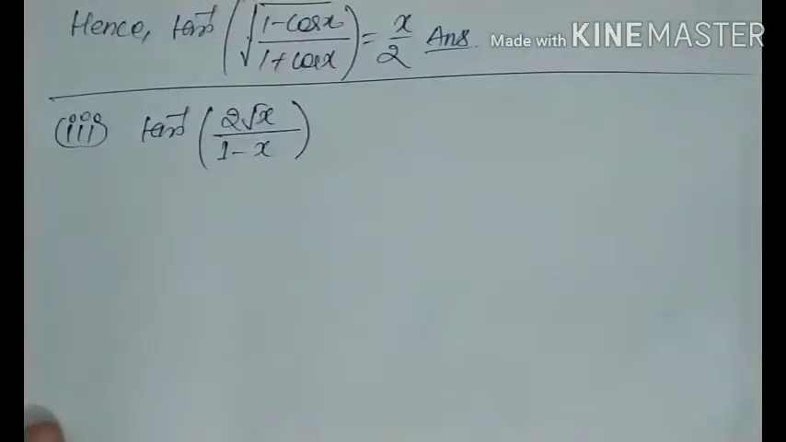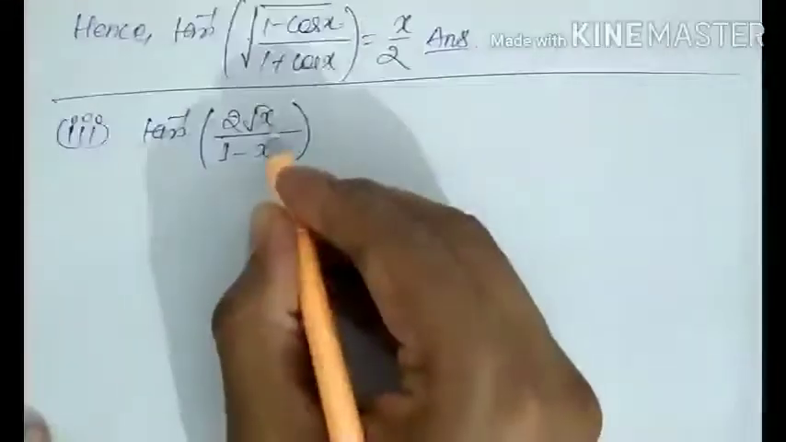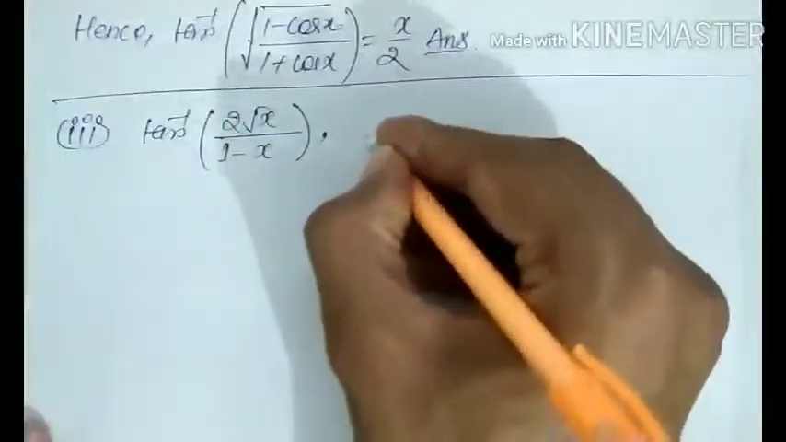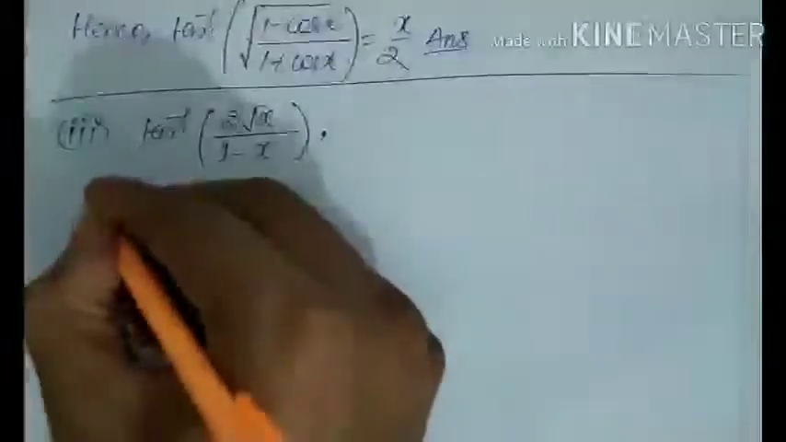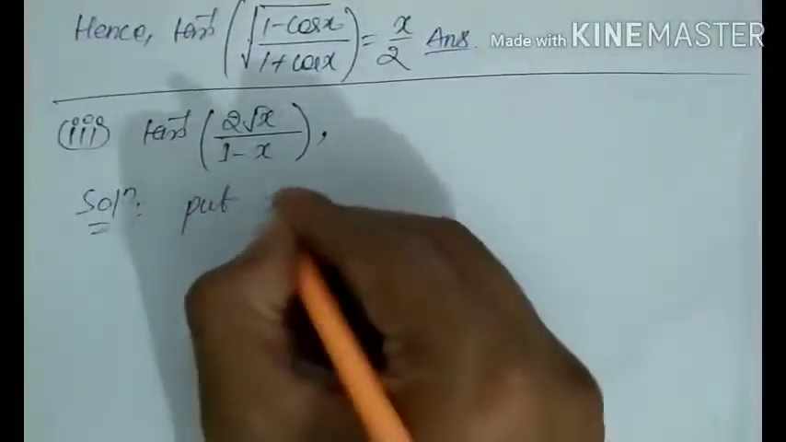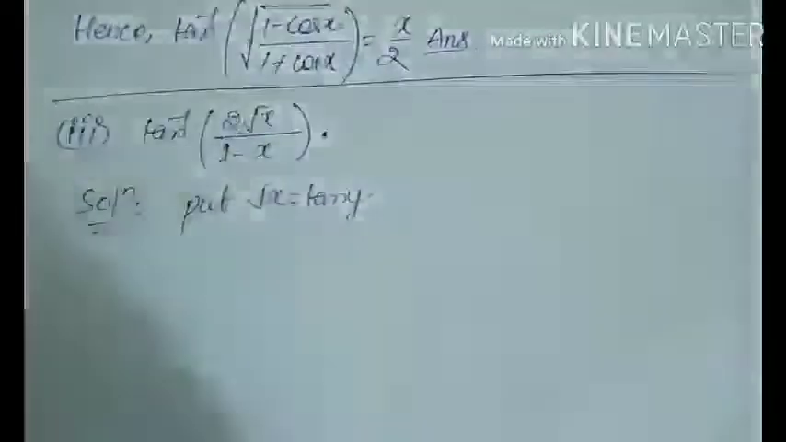The next question is question number 4th: tan inverse 2 root over x upon 1 minus x. We have to simplify this, we have to write this in simplest form. As we can see here, 2 root over x upon 1 minus x. Now I am going to put a substitution. Put root over x equal to tan y.